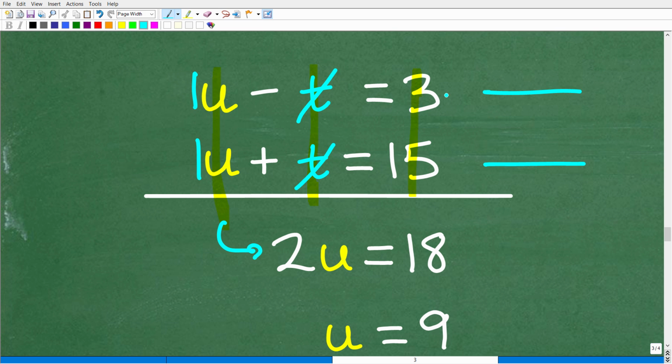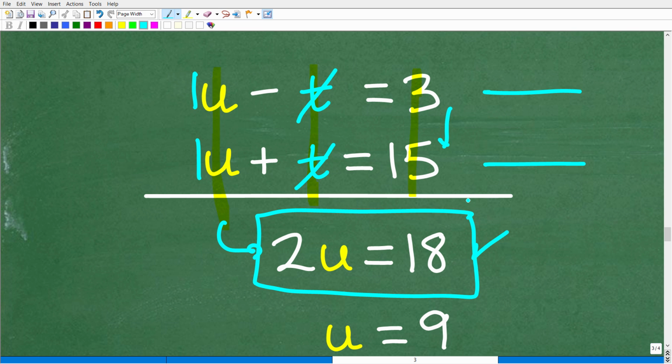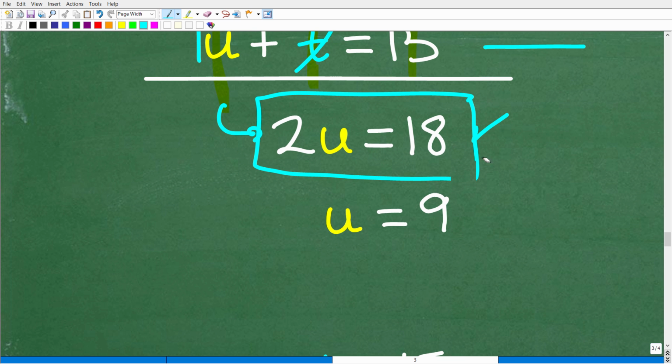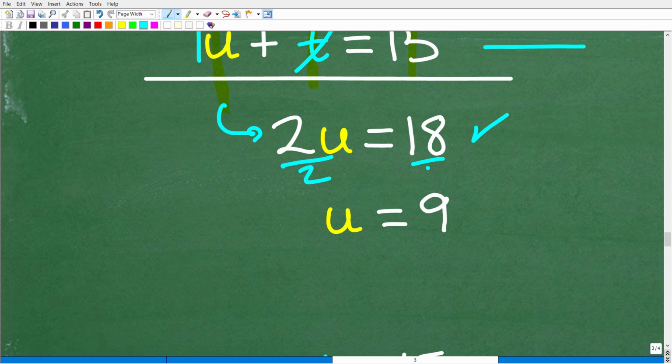So that's what I want. And then, of course, 3 plus 15 is 18. And now I have a lovely equation with just one variable, u. So I can solve for u here pretty simply by just dividing both sides of the equation by 2. Okay, so now I'm going to get u is equal to 9.